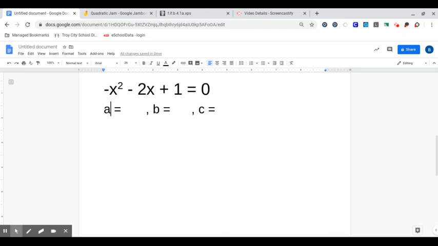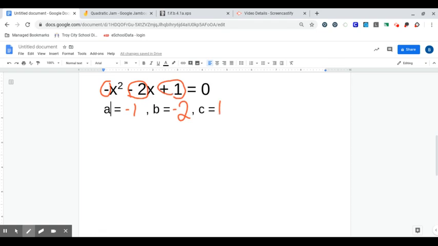All right, so this is going to be an example on finding our vertex algebraically. First step, I'm going to just write out what my coefficients are. So for my A term, we have a -1 here. So A is -1, B is going to be -2, C is going to be +1, right?